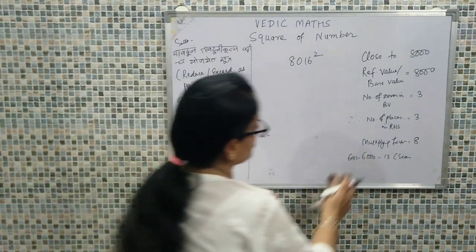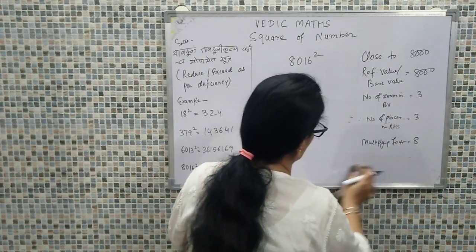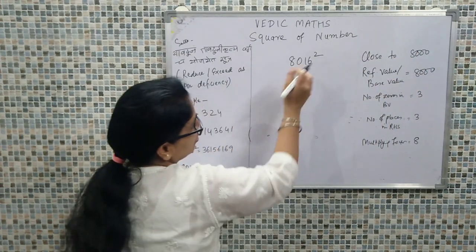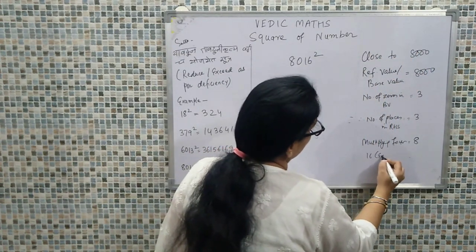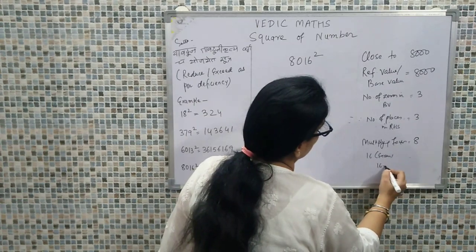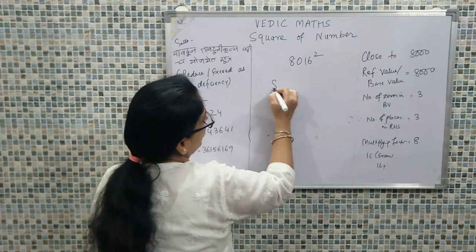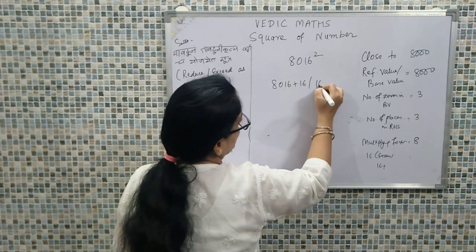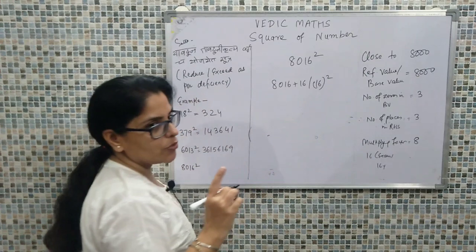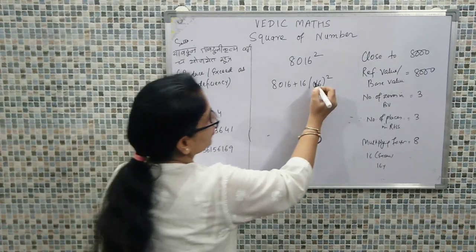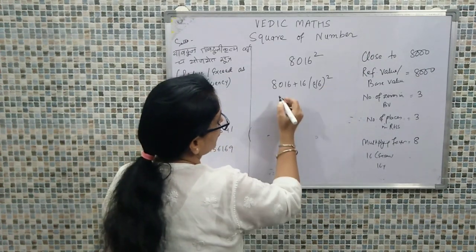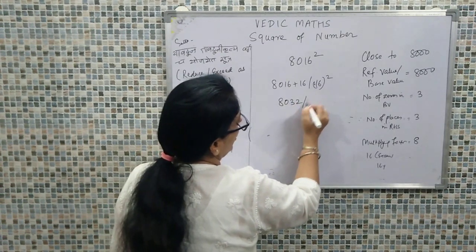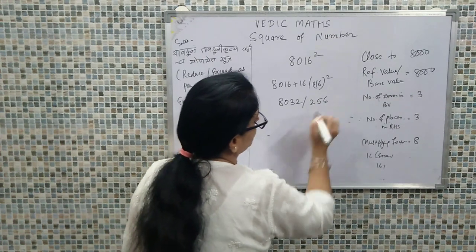Now making out whether this number is excess or deficient with respect to the base value, because we have taken the base value as 8000, this number is 16 excess, and when we talk about 16 excess, it means it will be 16 plus. So we have 8016 plus 16, oblique, 16 square, because we had plus 16. So LHS will be 8032 and 16 16s are 256.